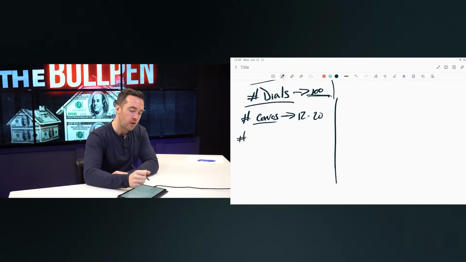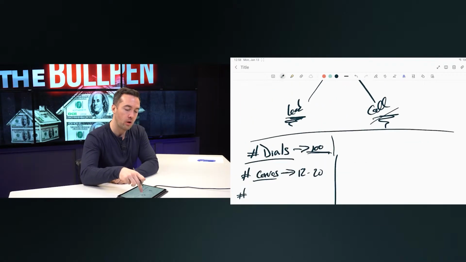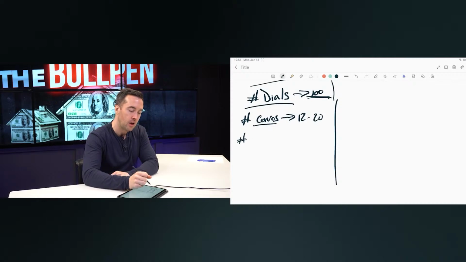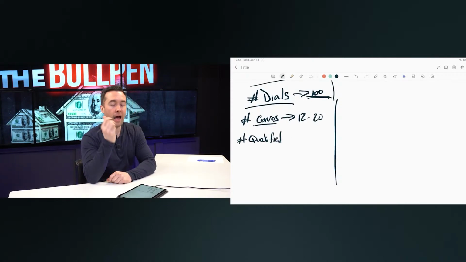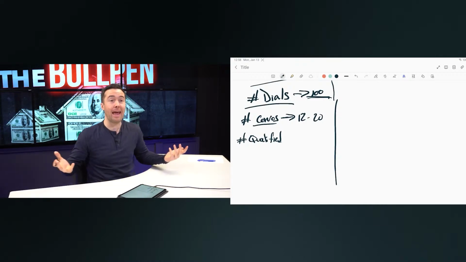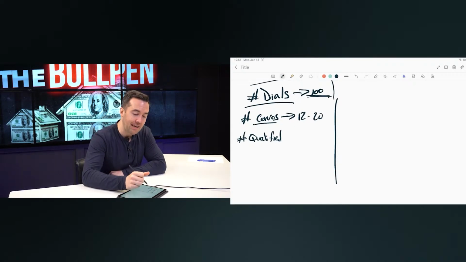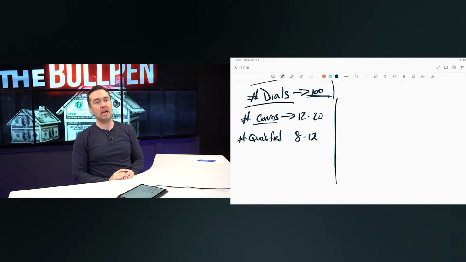Now, you also want to track, and this goes back up to help out your marketing guys, how many qualified calls. So out of those 12 to 20 conversations, what percentage of those people are qualified, AKA the types of people you actually want to do business with. For my stats, we should be having 8 to 12 qualified people out of those 12 to 20 conversations, because not everybody's going to be qualified, right?